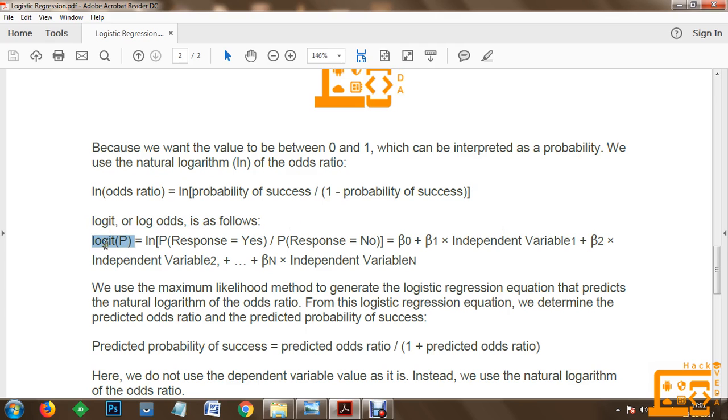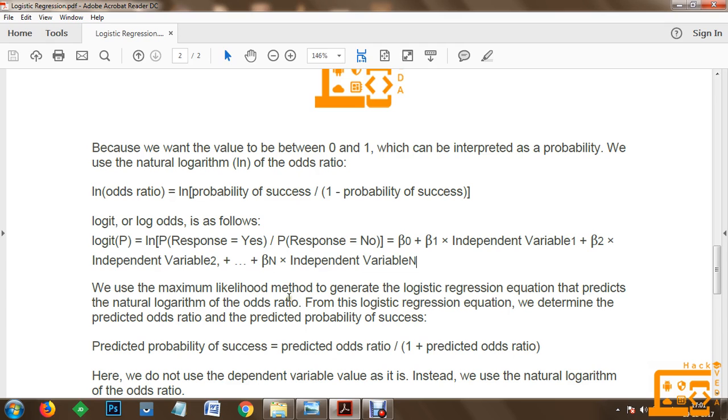So logit of the probability of your response, like yes or no, which is the value that has to be predicted, is equal to b naught plus beta 1 into independent variable 1 plus beta 2 into independent variable 2, till independent variable n. We are going to discuss this particular equation as we progress further. This equation is also known as the logistic regression equation.